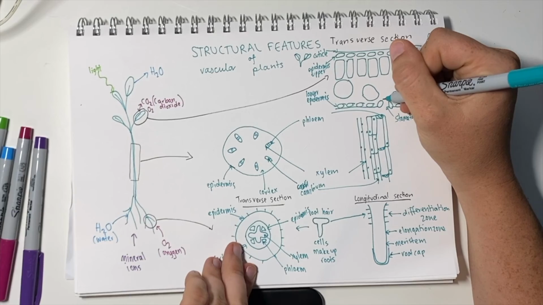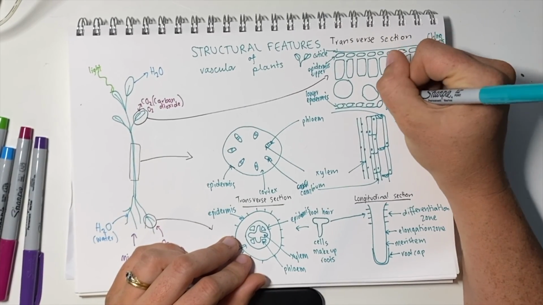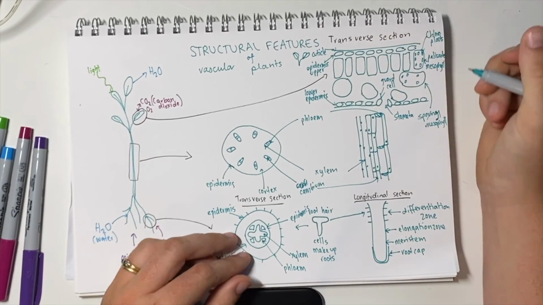Leaves also contain vascular bundles, which connect up to the stem, which allow for the transport of nutrient or water around the plant.